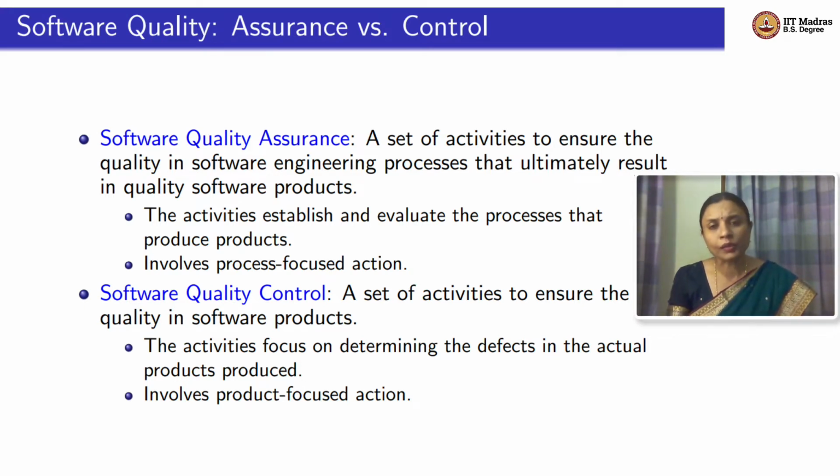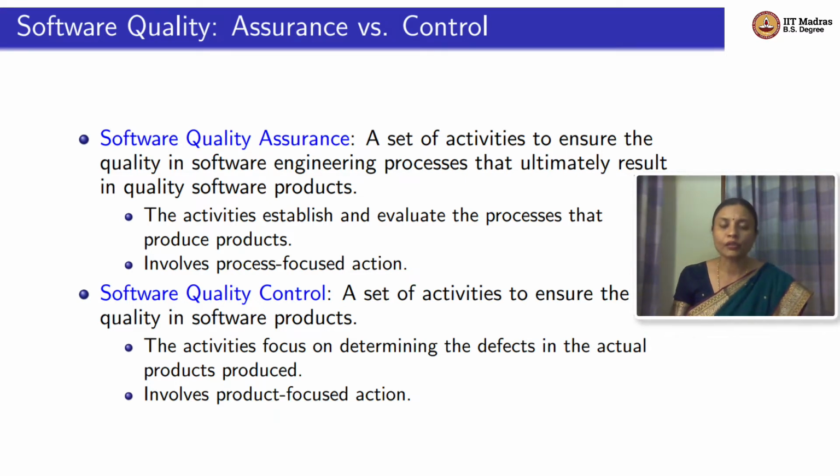The only two terms that differ in these phrases are assurance and control. So what does assurance mean? Assurance is some kind of a guarantee that you provide. You pursue a set of activities or tasks and ensure that the quality requirements specified in the software ultimately actually supply that kind of quality, assure that kind of quality.